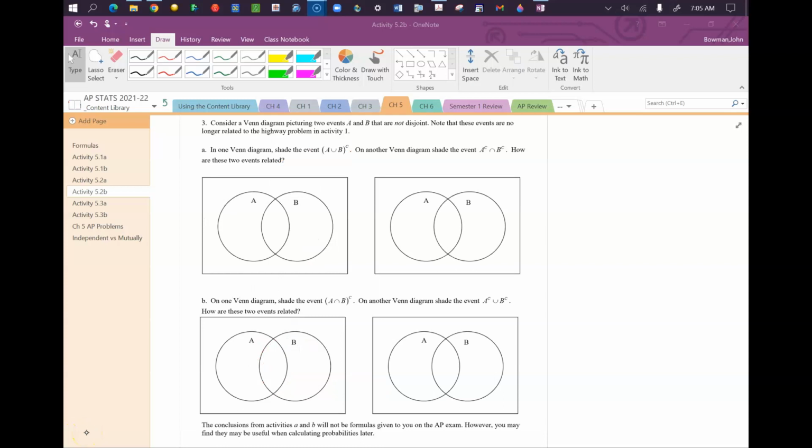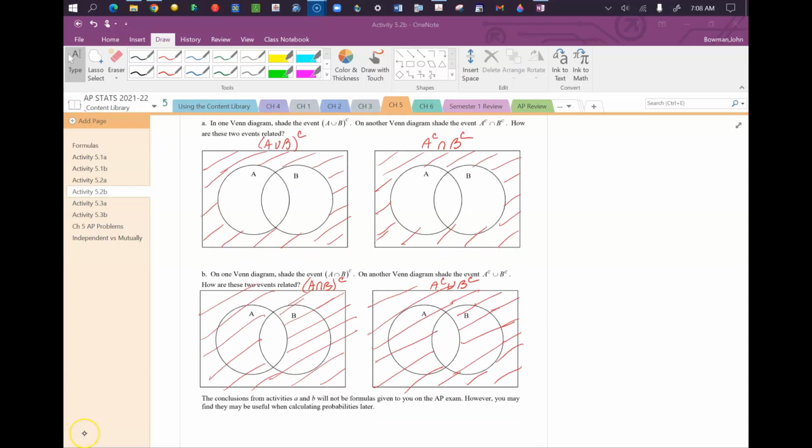To get a little more practice with this, I'd like you to do parts 3A and B. Pause the video, do parts 3A and B, and then hit play to check your answers. So you will see at the top, A or B complement is equivalent to A complement and B complement. At the bottom, you'll see A and B complement is equivalent to A complement or B complement. That is not something you have to remember. Some of you who have taken computer science classes probably know this as De Morgan's law.